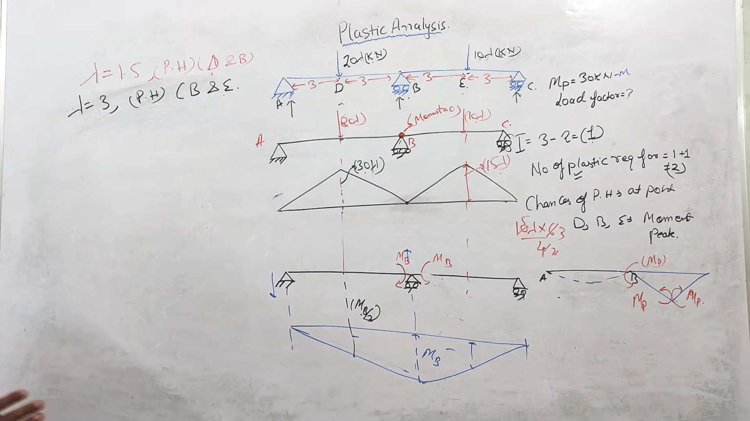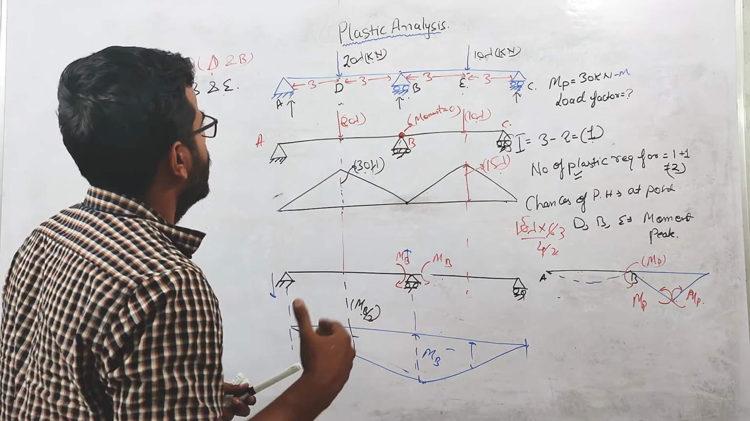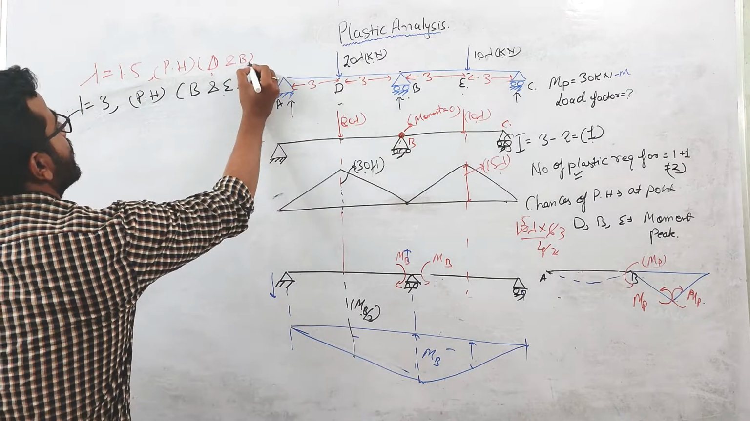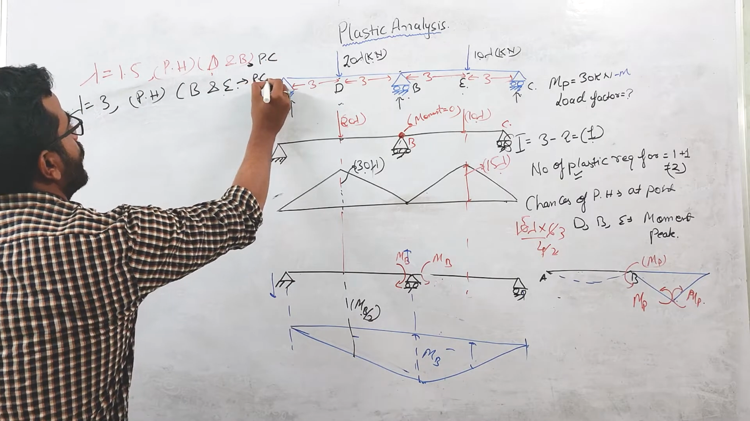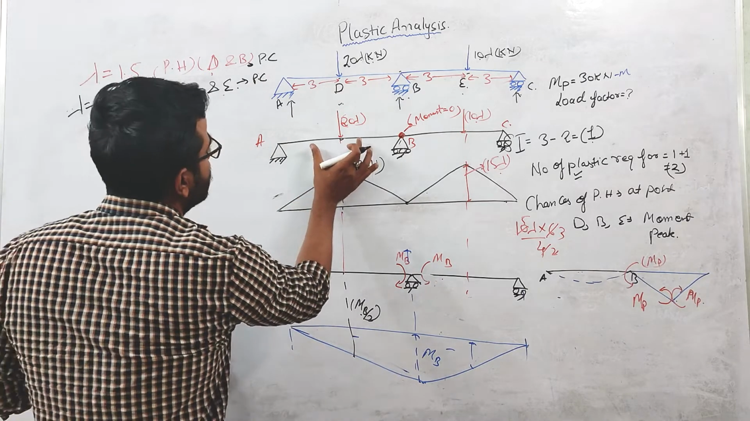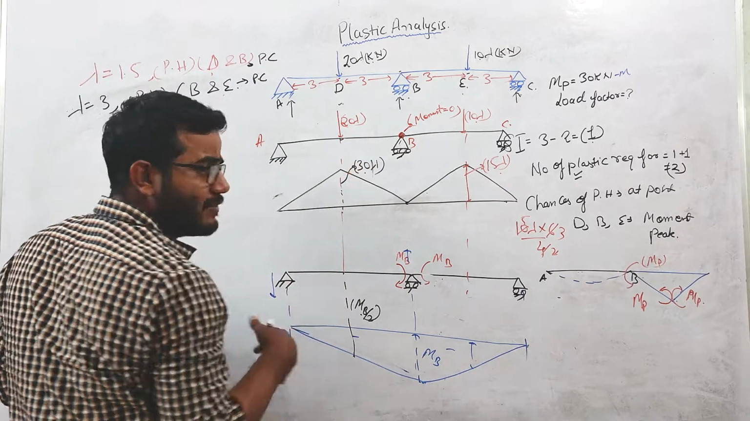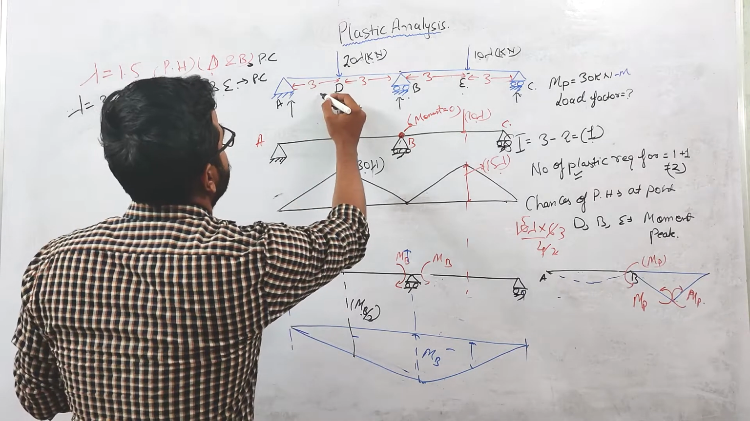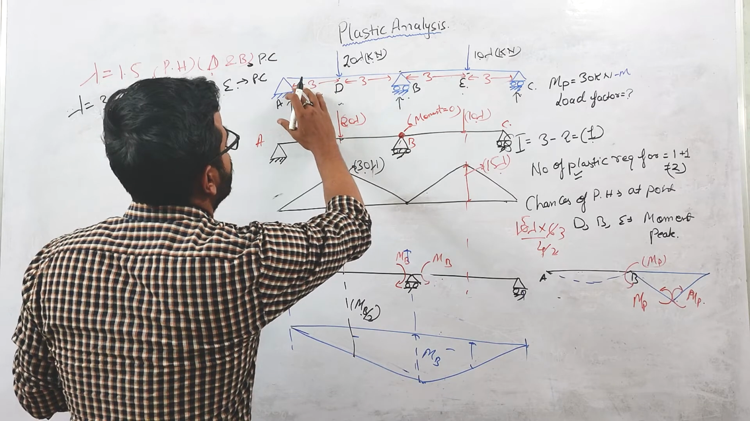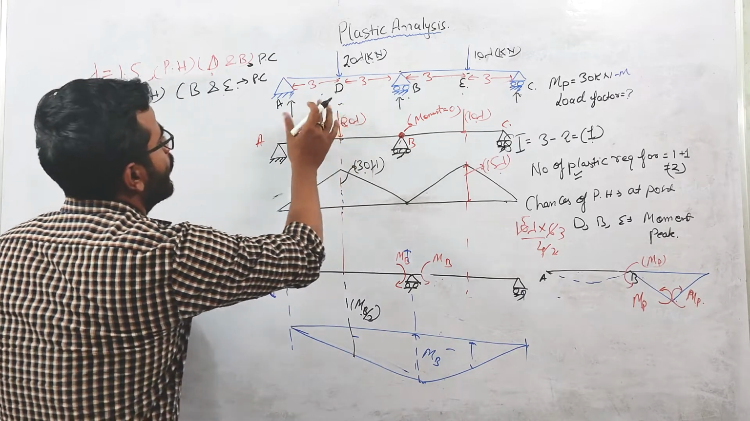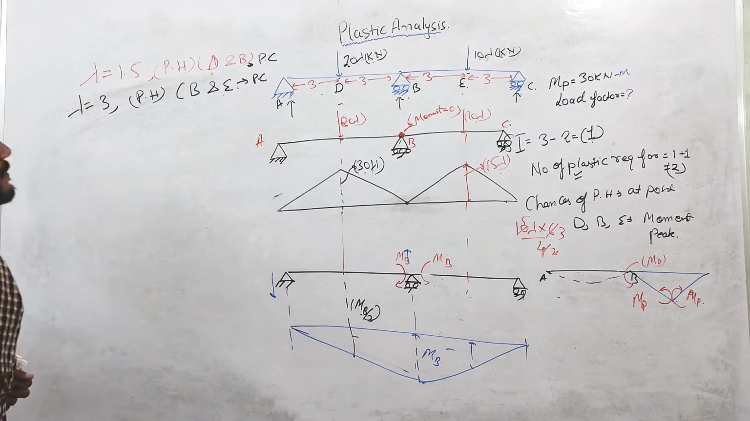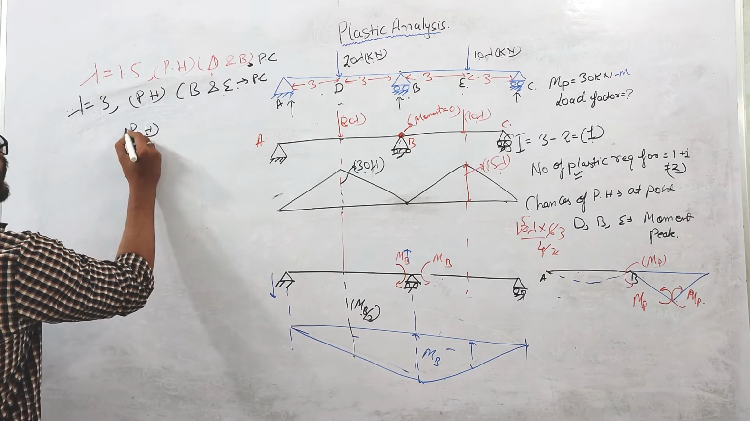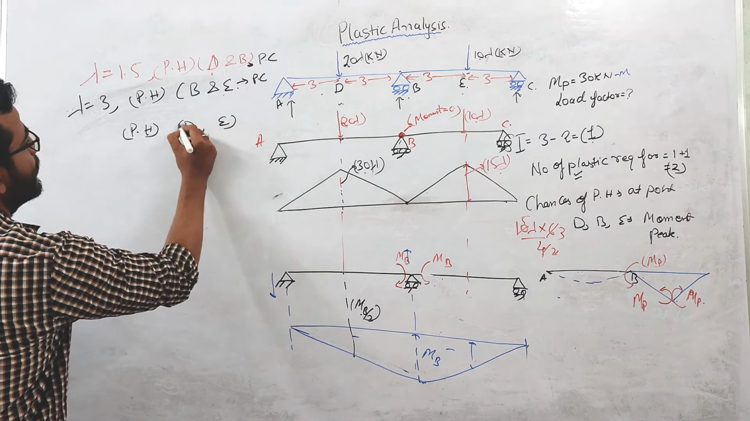Now I am saying, let us suppose this is basically the partial collapse of the structure. Why partial collapse? Because only one part of the structure is failing, but it is a collapse. So let us assume that the collapse mechanism is forming in both the spans. For that, the plastic hinges should form at D point and E point.